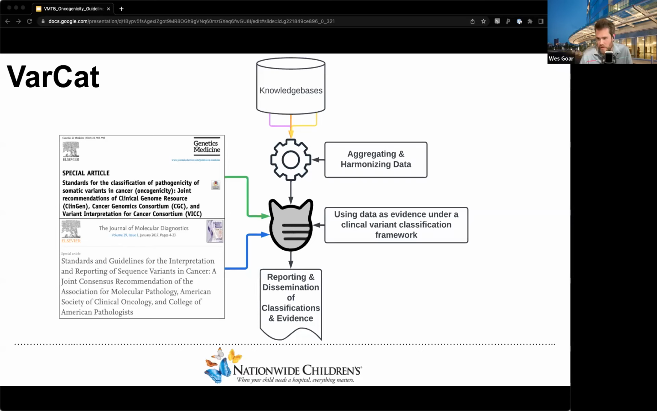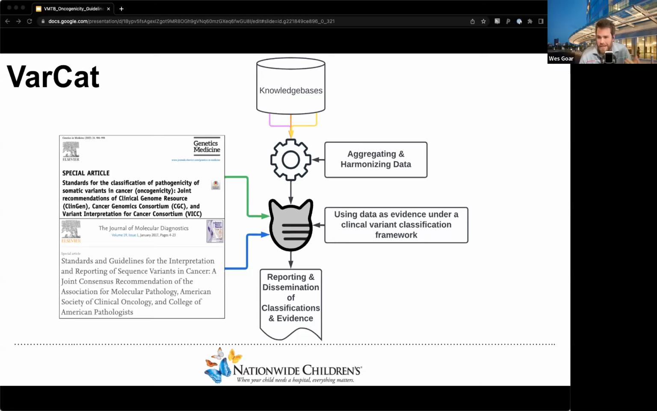So there's a couple services within the VICC that we employ, and if you want to learn more, please feel free to reach out to us. But one of those is the MetaKB, along with some of our internal normalizers. And through those, we can take data from different knowledge bases and aggregate and harmonize that data. And all that data is required for two of the clinical variation classification frameworks, the ClinGen CGC VICC Oncogenicity guidelines and the AMP-ASCO CAP guidelines. And this data is presented in a unified VarCat interface so that it can be used as evidence under these clinical variation classification frameworks.